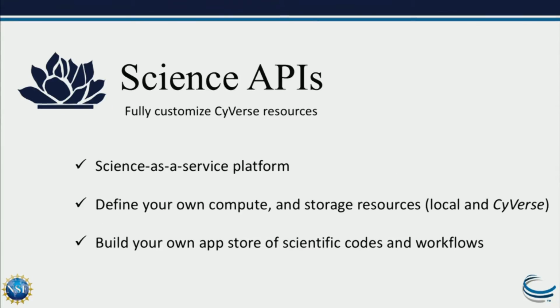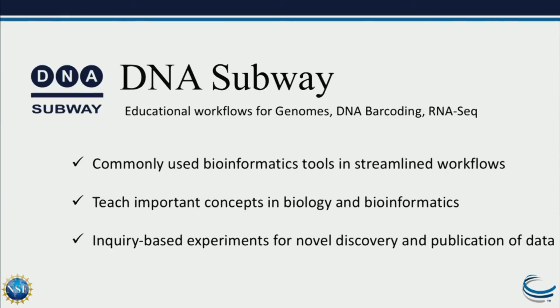The Science APIs are really for developers, and that is the way that folks who want to do some coding within CyVerse and actually build their own applications or build their own workflows at the level of the API are totally able to do that. DNA Subway is a product for the classroom. We have several bioinformatics workflows that we enable teachers and students to work on. In many cases, really supporting inquiry-based experiments, so real classroom experiments, and supported by a bioinformatics platform that is classroom-friendly.